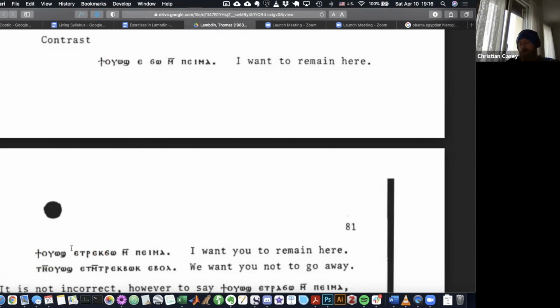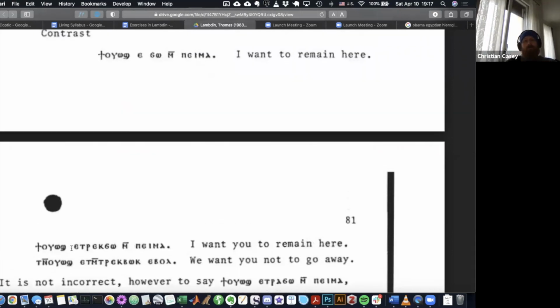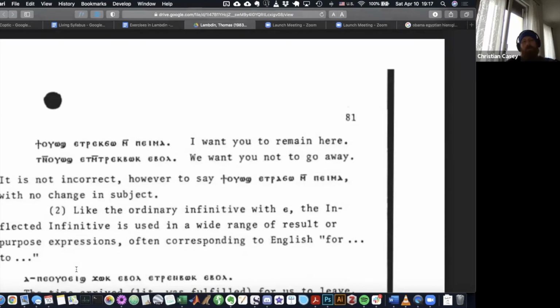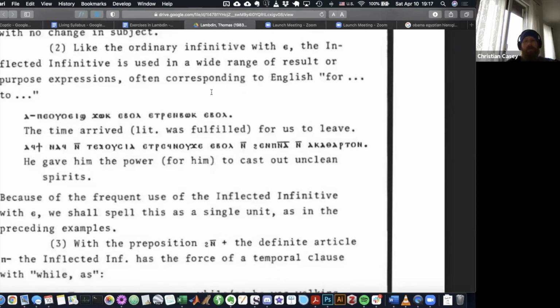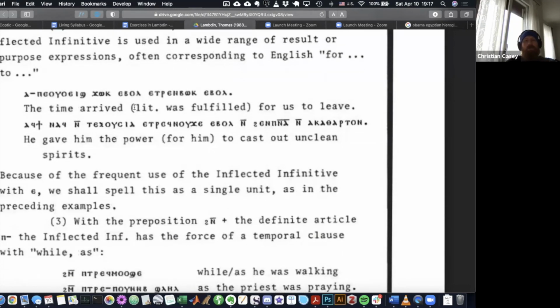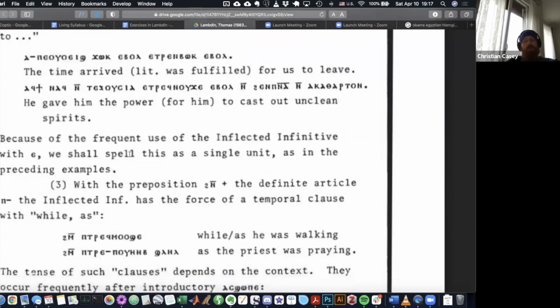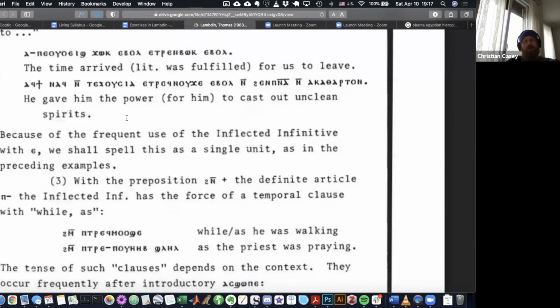And then Lambden mentions below here that it's also possible to say tiwosh etracho impema. So you can actually say, I want that I stay in this place, just like you can in English. You can say, I want me to stay here, although it's a little awkward. You normally say, I want to stay here. Coptic works the same way. So it's used in all these different constructions where it's really not a causative meaning anymore.